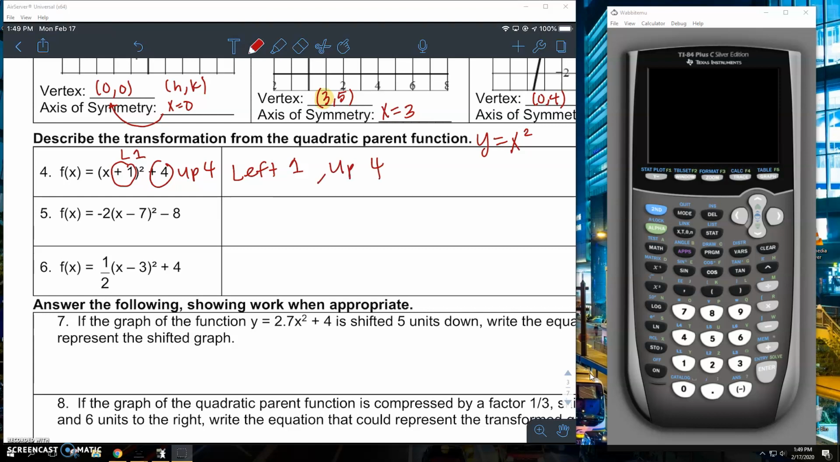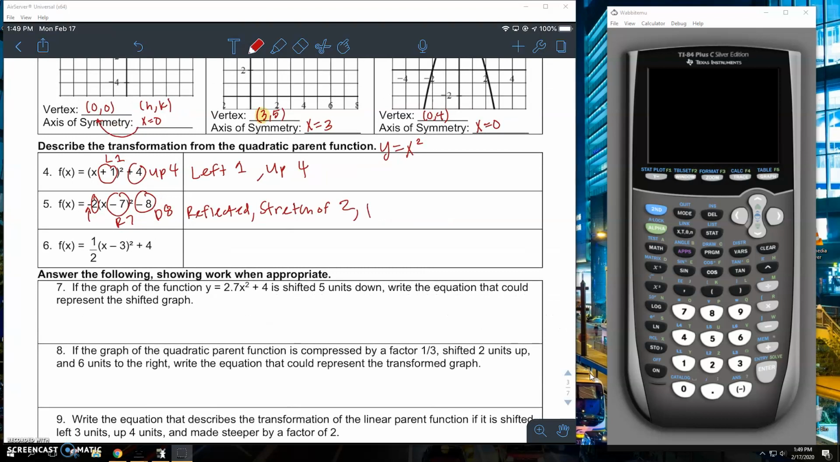Number 5, this negative tells me that it reflected. It flipped, so it opened down. So we say reflected. The 2 tells me I had a stretch of 2. The minus 7 tells me I went to the right 7, and the minus 8 tells me I went down 8. So right 7 and down 8.